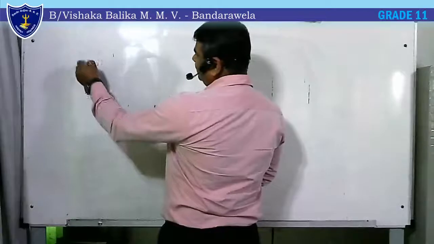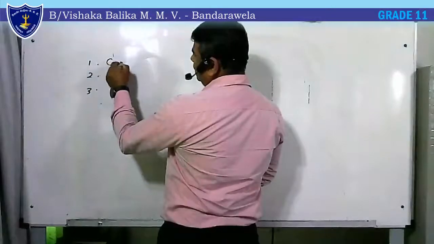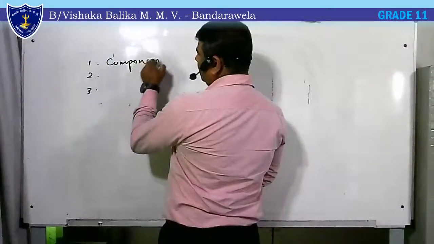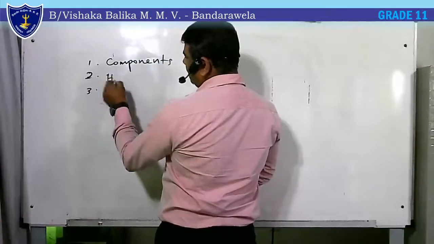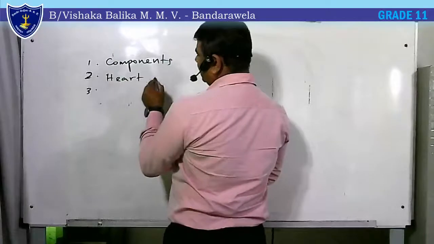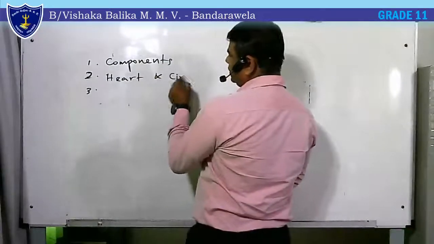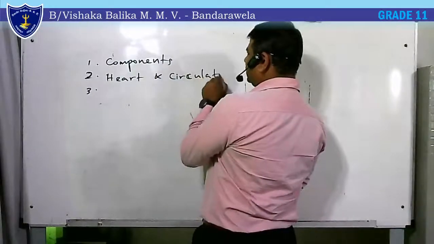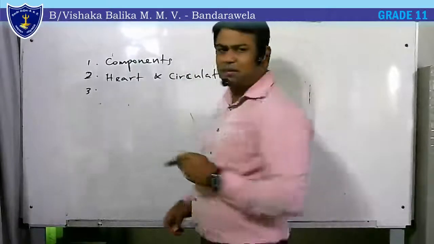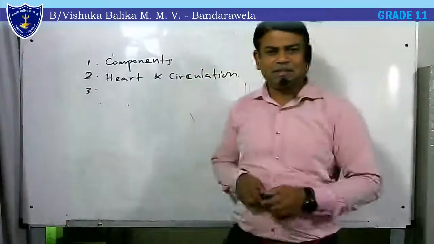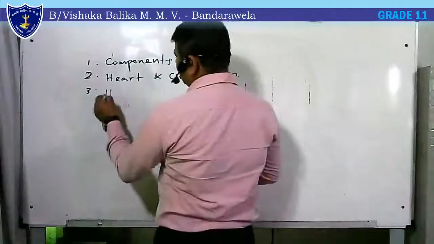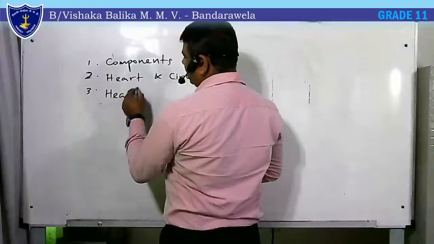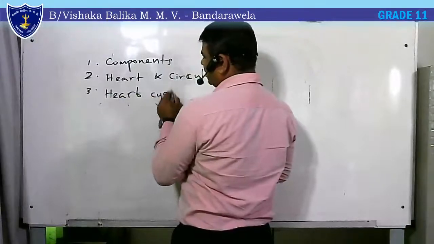Number one, the components of blood. Second one, the heart and circulation. And when talking about the heart, the associated blood vessels, we discussed them also. And number three is the heart cycle, the way that the heart pumps blood.